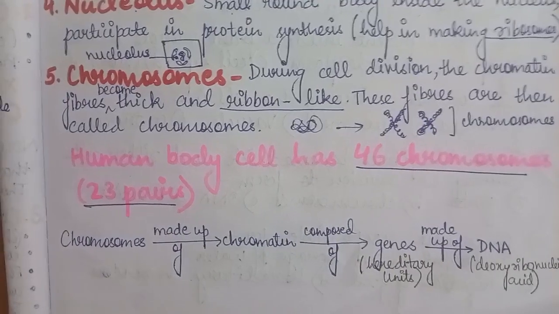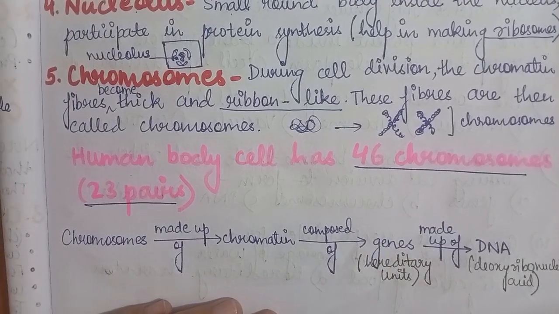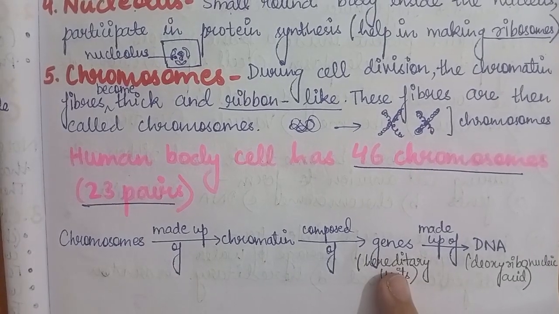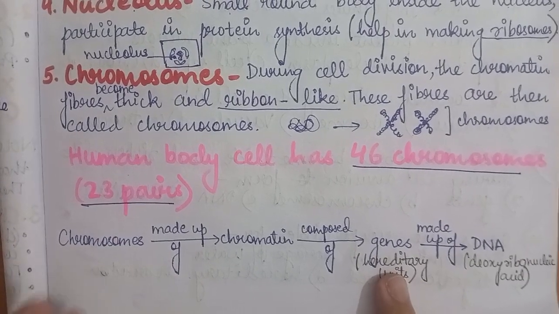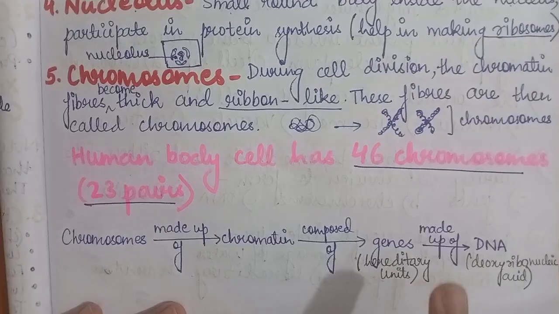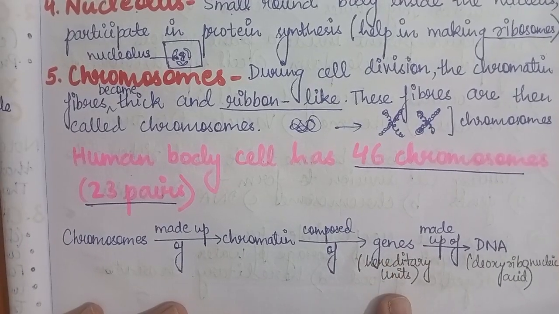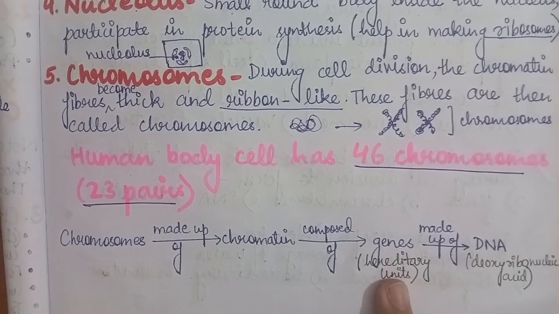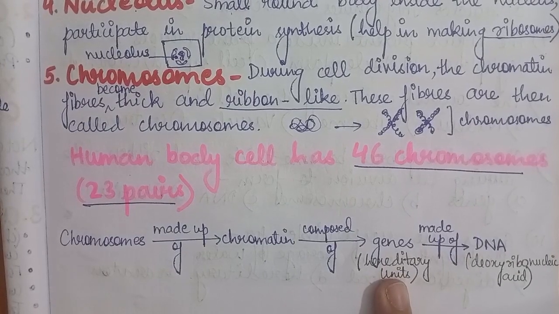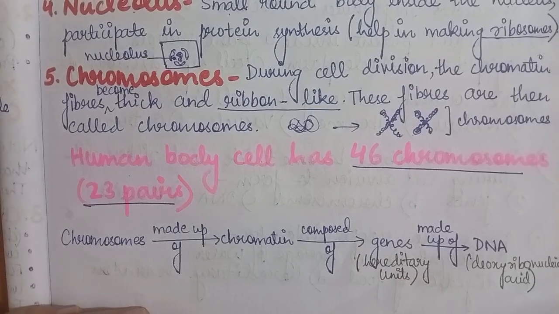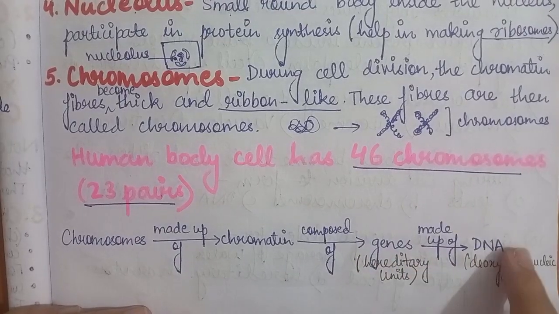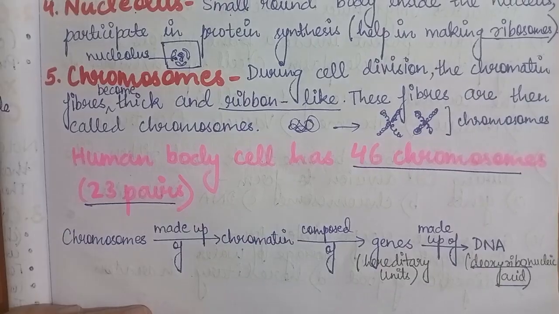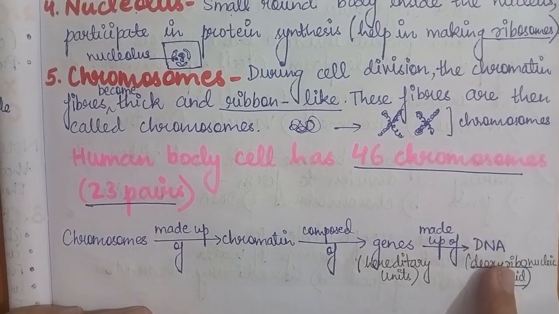On these, our genes are located, and these genes may be for our hair color, for our eye color, for the shape of our nose, for everything. So these genes are our hereditary units. They decide what kind of hair color we will have, what kind of eye color we will have. These genes are made up of DNA, and DNA's full form is deoxyribonucleic acid. We'll study about these things in higher classes.